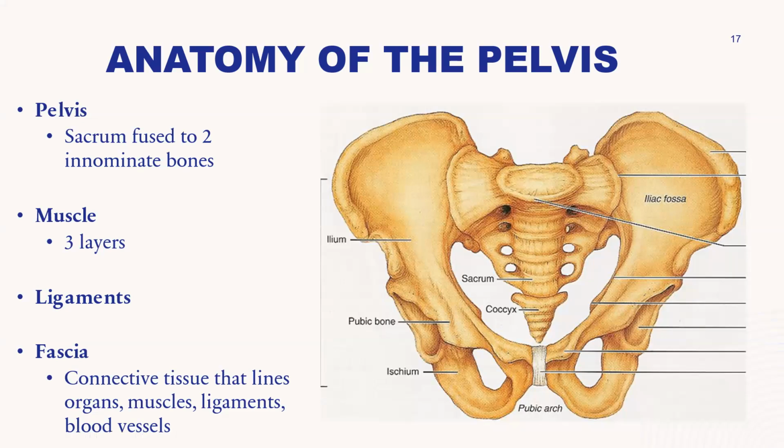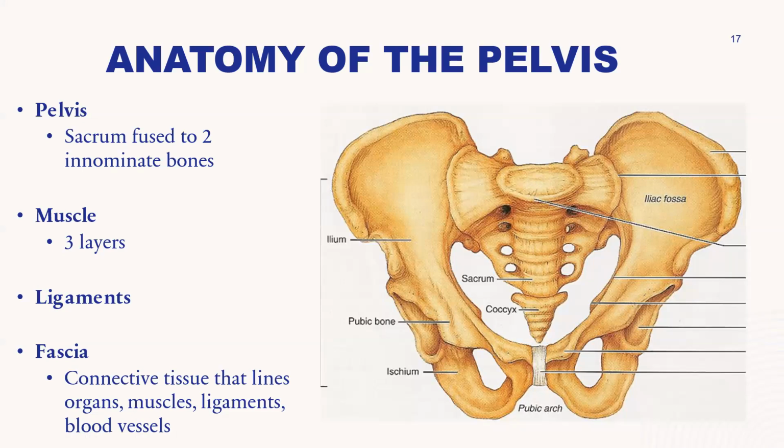So we also have ligaments. They not only attach onto the bony pelvis itself, but also help to hold organs such as the uterus in place. Lastly, just like in the abdomen, we also have fascia. That fascia is going to coat those organs, muscles, ligaments, nerves, and blood vessels that are housed in the pelvis. So with all these different structures, there's a lot packed into a small area.